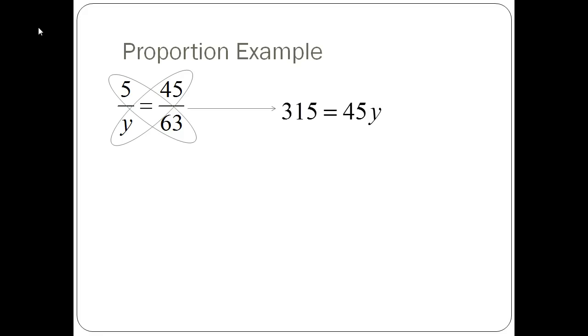I get 315, that's the 5 times the 63, and 45y, that's the y times 45. I'm going to go ahead and solve this. I'm going to divide both sides by 45. You get the y by itself, and I end up with 7 for the y. So y is 7. If I plug that in, 5 over 7 is the same thing as 45 over 63.